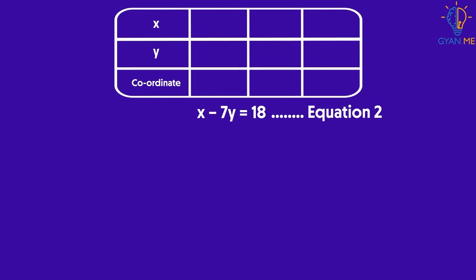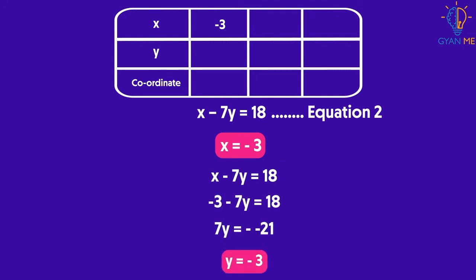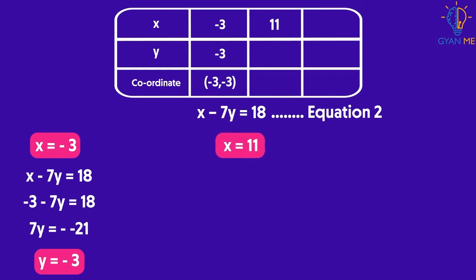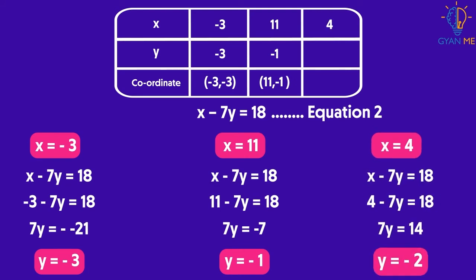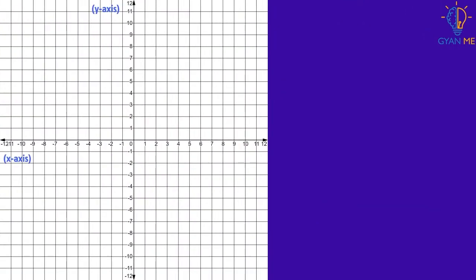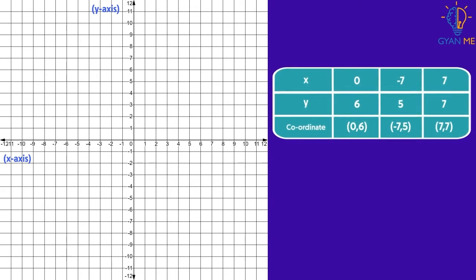Now let's take equation 2. If we assume x as minus 3, on solving we get y as minus 3. And if we assume x as 11, we get y as minus 1. And if we assume x as 4, we get y as minus 2. Now students, we have got the ordered pairs for both the equations. So plot them on same graph.